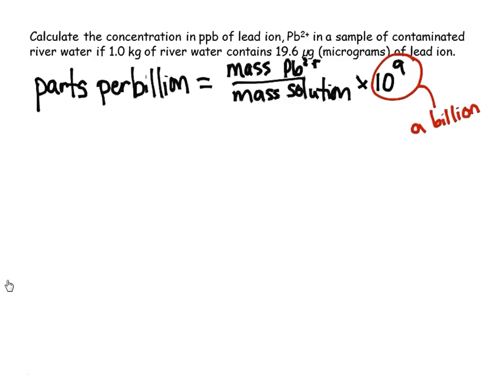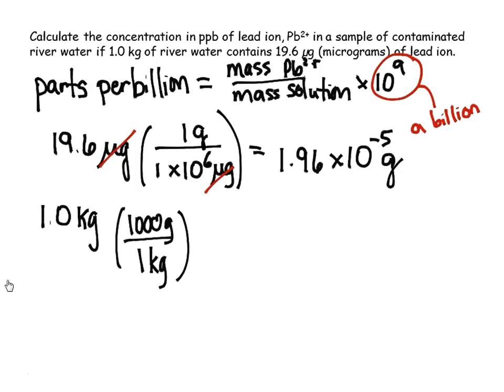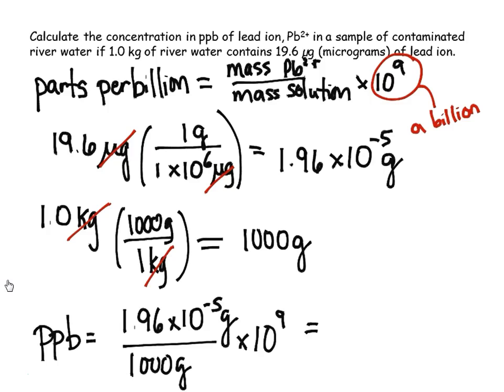I'm going to plug those numbers in, but we need to convert them so that they are the same unit. 19.6 micrograms, we're going to convert them both into grams just to be easy. Divide by 10 to the 6th micrograms per gram, and you get that number. We take 1 kilogram, multiply by 1,000 to give us 1,000 grams. And then we're going to plug them in.